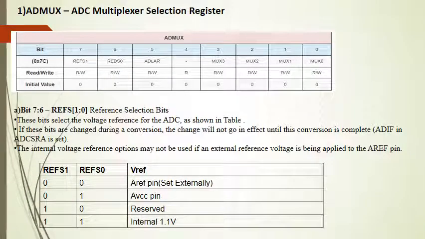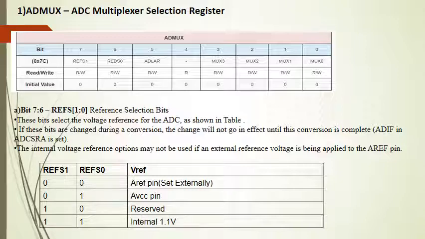Now coming to the first register, that is the ADMUX register. Now we'll discuss this register bit by bit. Obviously, it is an 8-bit register. So let us start with the seventh and the sixth bit. These bits are basically reference selection bits. Now, what is this reference selection bit? As we have already discussed, we need to make the microcontroller understand what will be the range of voltage that will be coming in.